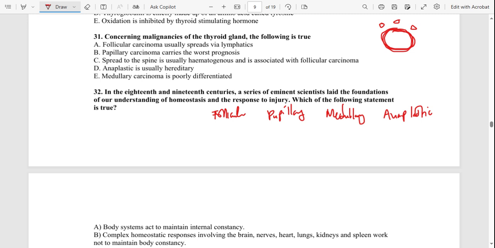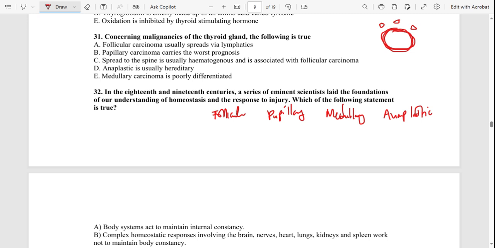So therefore, with our question concerning malignancies of the thyroid gland, the following is true. Follicular carcinoma usually spreads via lymphatic, and we just said that the follicular one is the one that spreads via blood. The papillary is via lymphatic. B is saying papillary carcinoma has a worst prognosis. This is actually best prognosis. The worst is the anaplastic type.